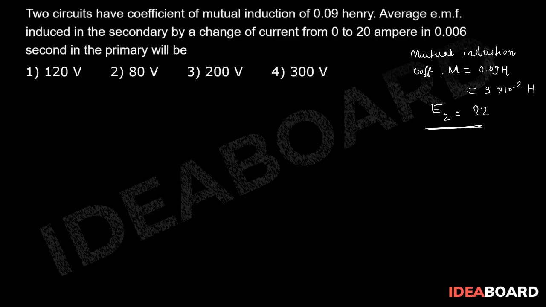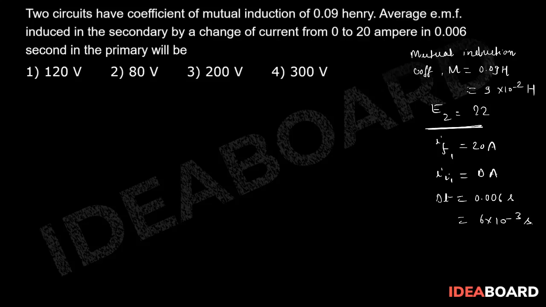So I final 1 is equal to 20 ampere and I initial 1, which is 0 ampere, right? Now the time is also being provided. That time delta t is 0.006 seconds, which can be written as 6 into 10 to the power minus 3 seconds, right?